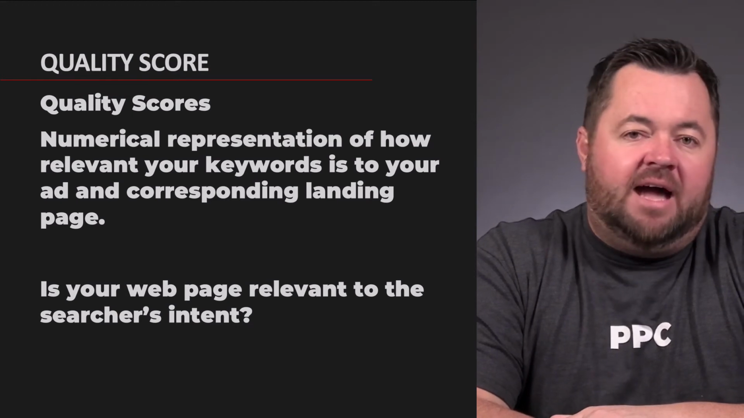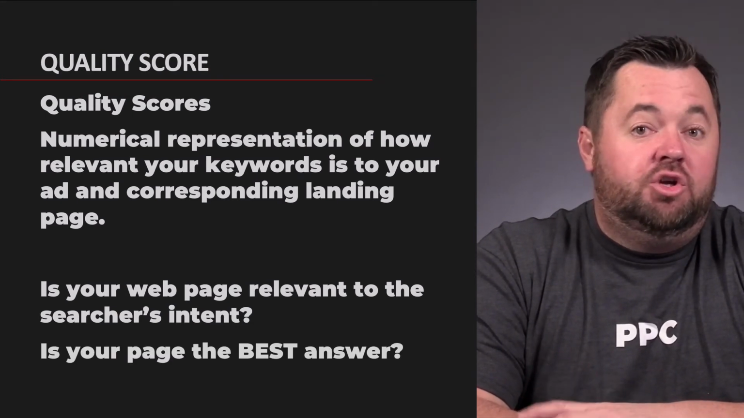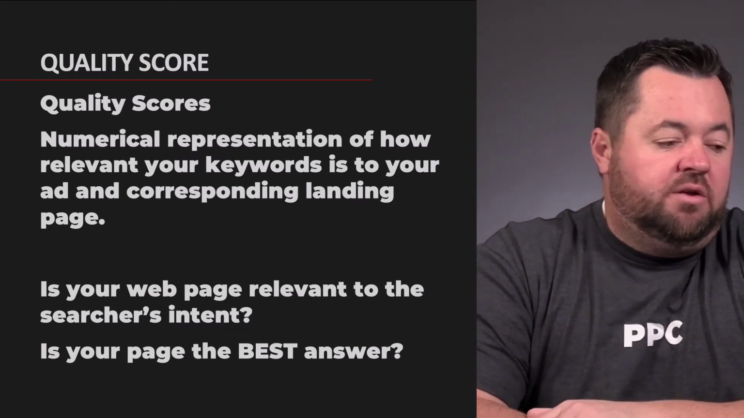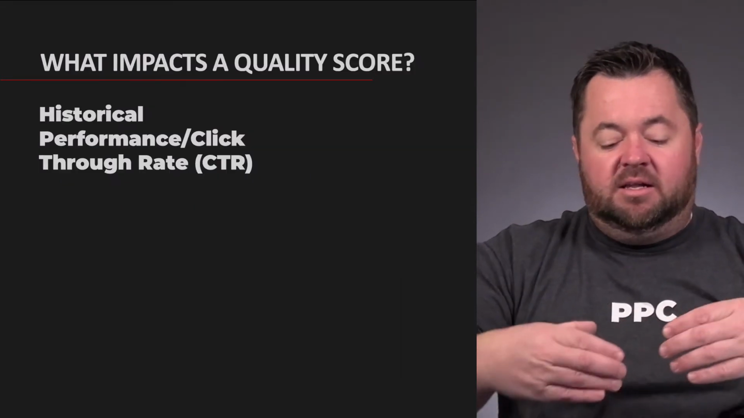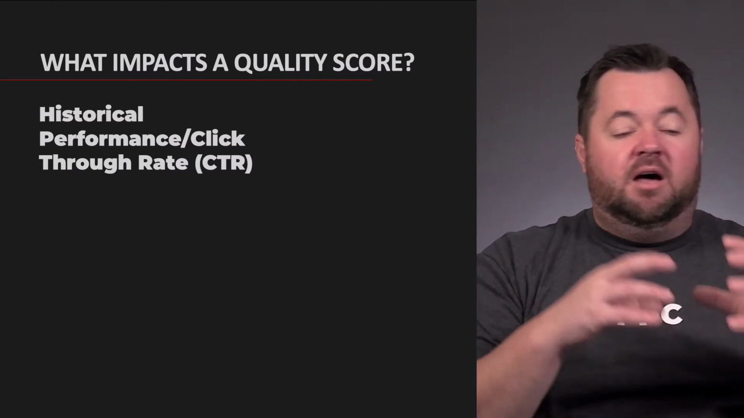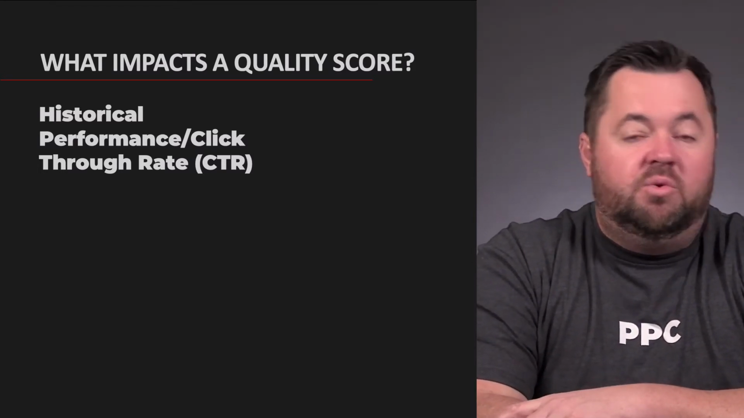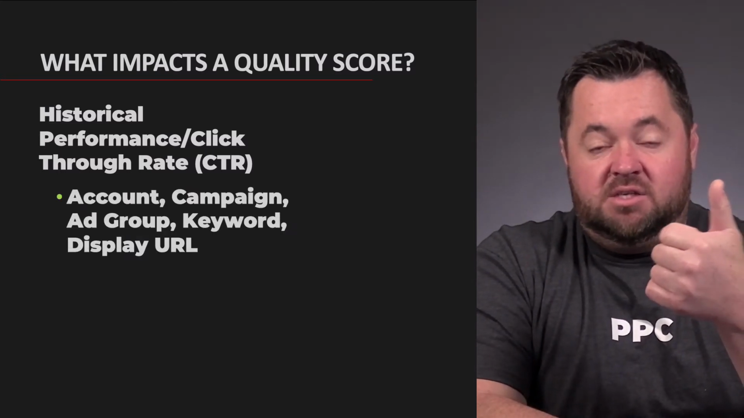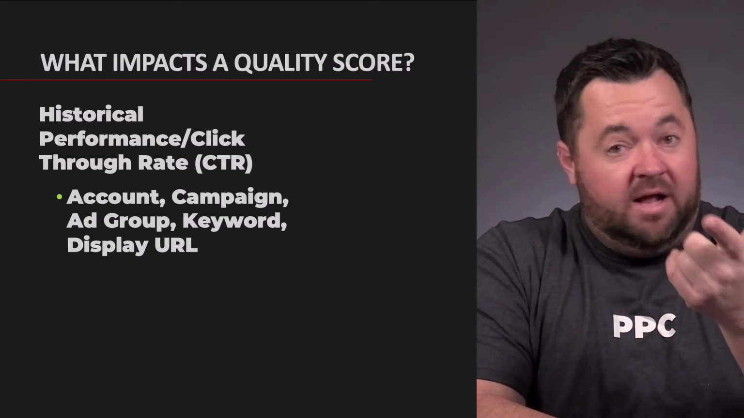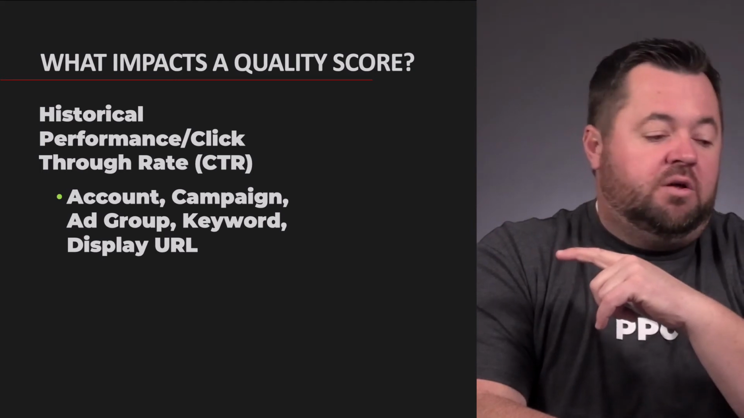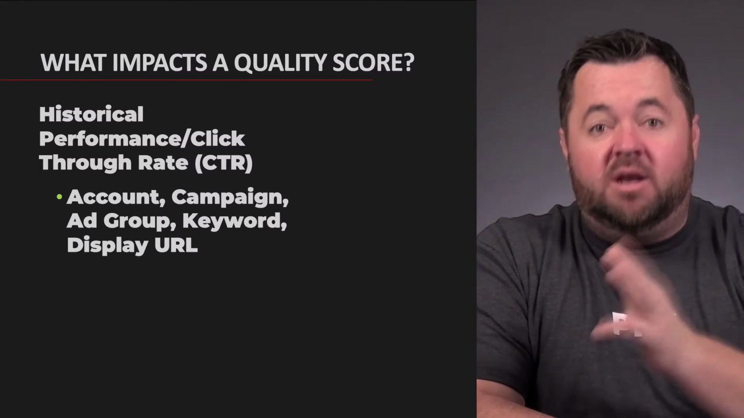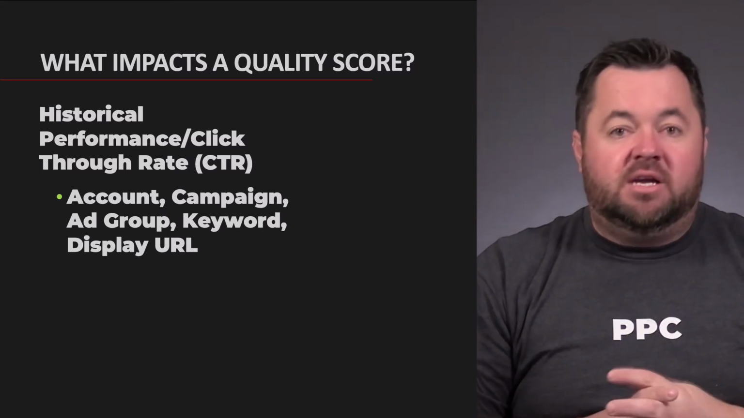Now, you also have to ask, is your page the best answer? Are you the very best of all the landing pages, even among the advertisers? That will affect your quality score. So as far as quality score calculations, it's not purely relevance. It also has to do with historical performance, potential click-through rate. It has to do with the account that you're using. So your AdWords account, how long have you been advertising for? How long have you been relevant for? So that will play into your quality score. How long has your campaign been running? How long has your actual ad group been running? And how long have you been advertising for this particular keyword?